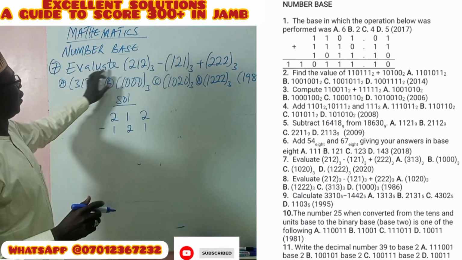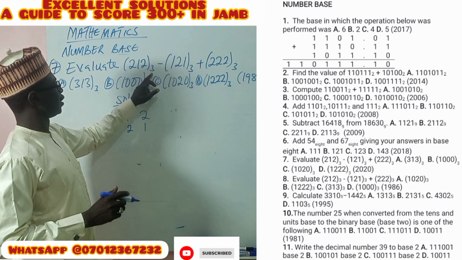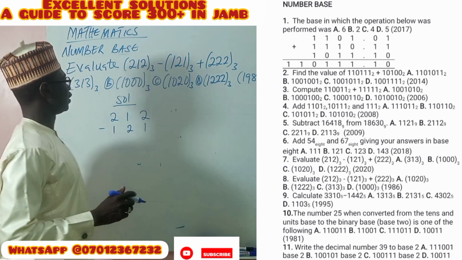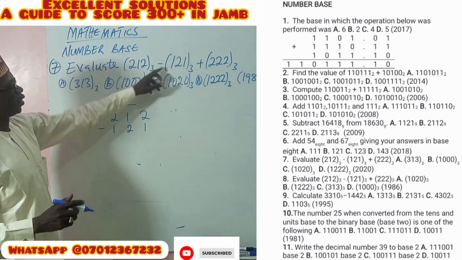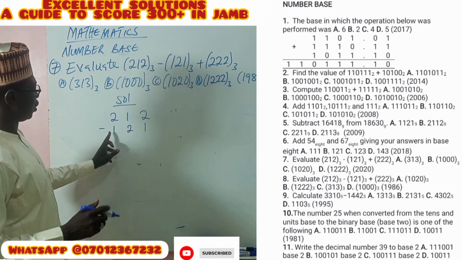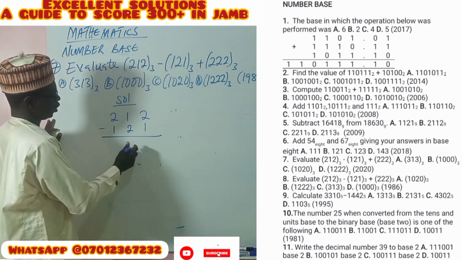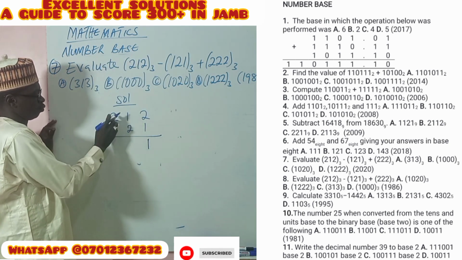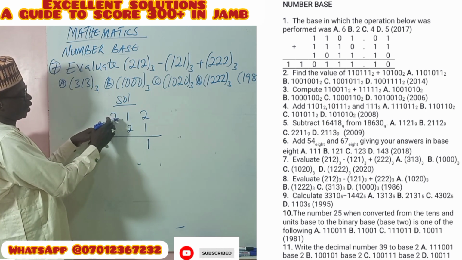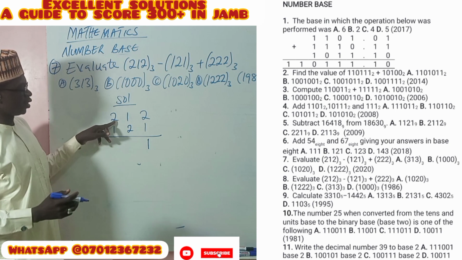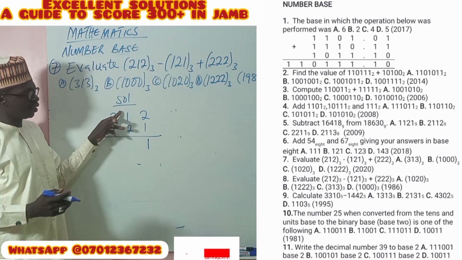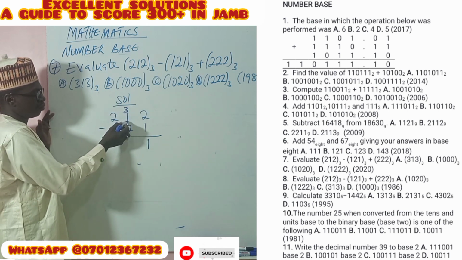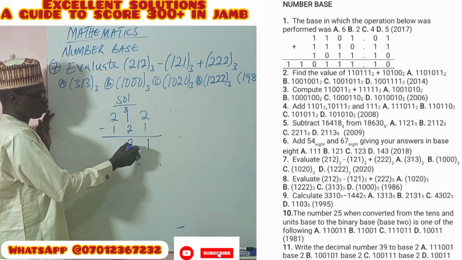Question 7 says evaluate 212 base 3 minus 121 base 3 plus 222 base 3. Let's start with this 212 base 3 minus 121 base 3. So if we come here, we have 2 minus 1 is 1. This is 1 minus 2. So this one cannot. If we take 1 from here, it is the same as taking 3. The operation is in base 3. So we are taking 3 and adding it here. So this one now becomes 3 plus 1, 4. 4 minus 2, we have 2 in base 3.